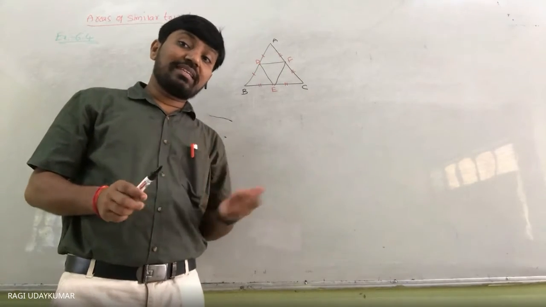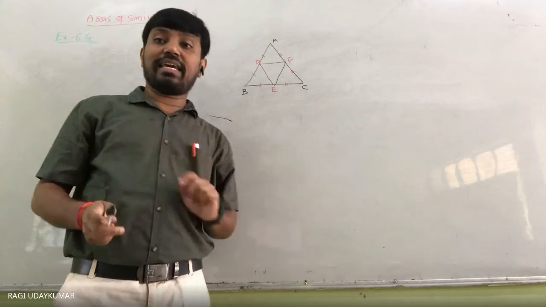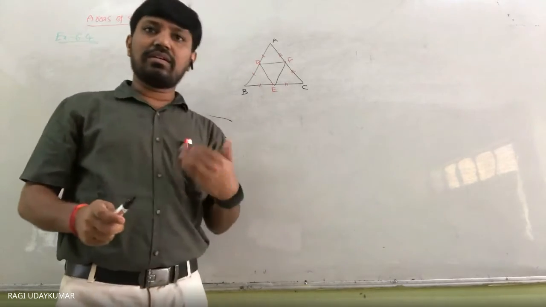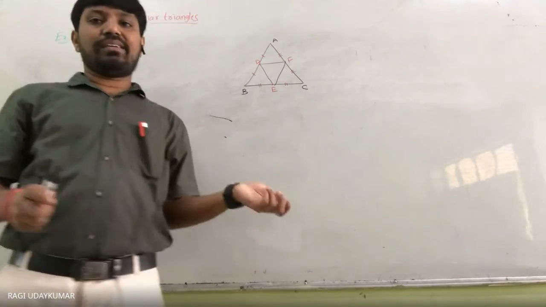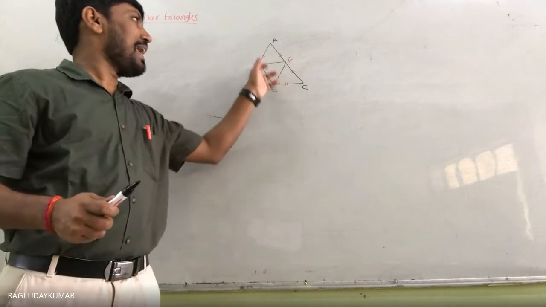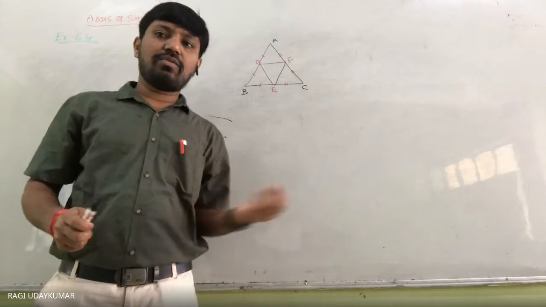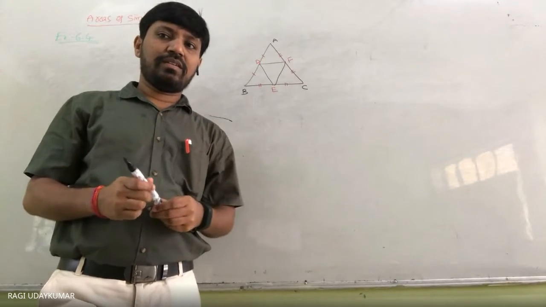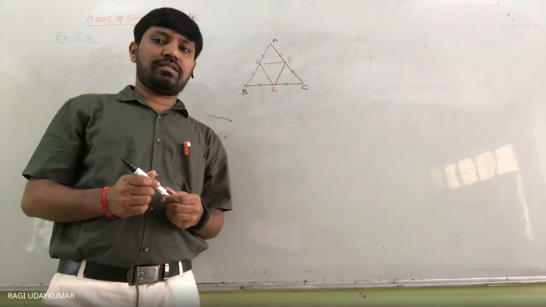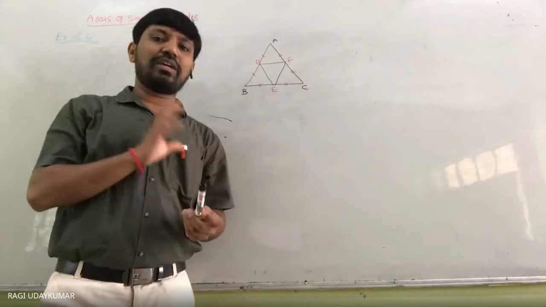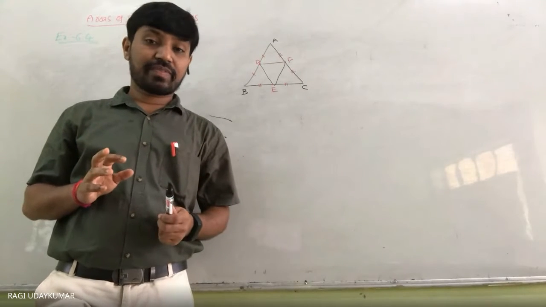Suppose if the question is asking ABC to DEF, that is different. If you get A is to B, suppose I am saying, can anyone say what will be the ratio here? Sir, 4:1. By observation. Sir, 4:1.